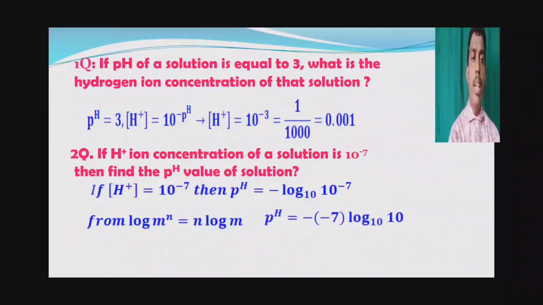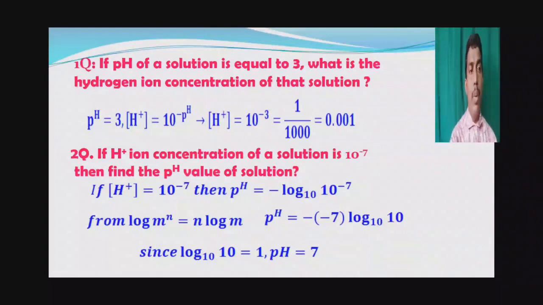From this formula, in log 10 power minus 7, minus 7 will come forward. So minus of minus 7 log 10 base 10. Minus of minus 7 will become plus 7, and log 10 base 10 value is equal to 1. So minus of minus 7 is equal to plus 7. So pH is equal to 7. If H plus ion concentration is 10 power minus 7, pH is 7.